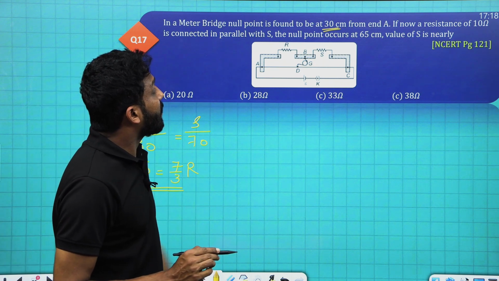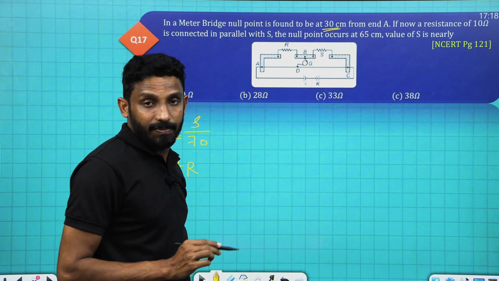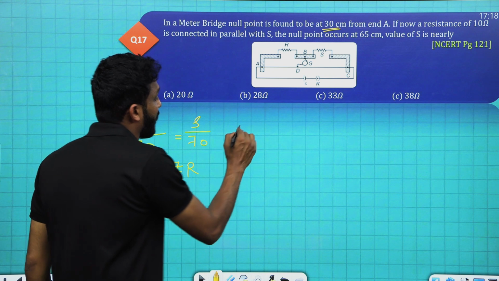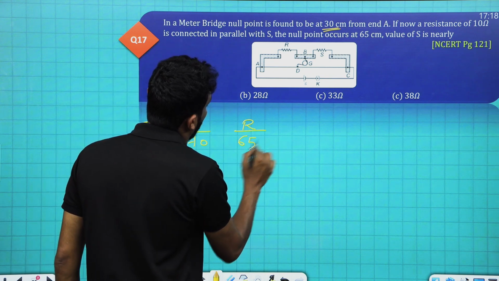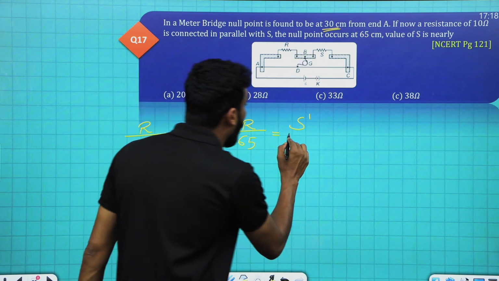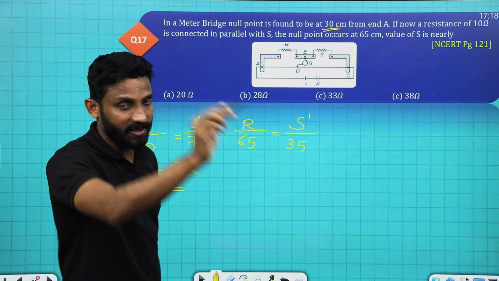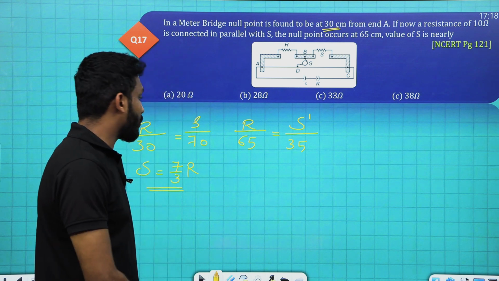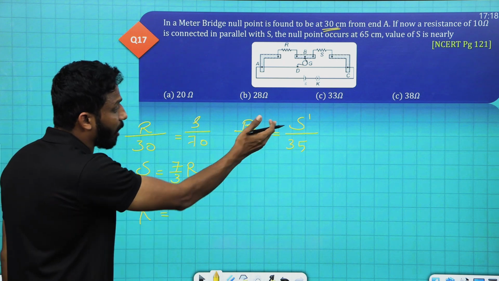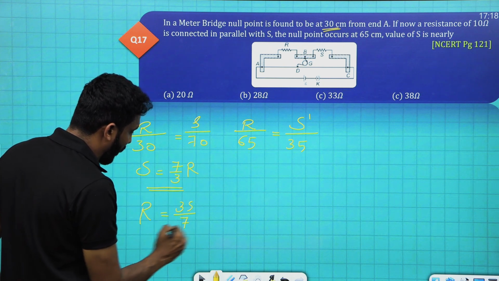Now, what have they done? They connected 10 ohm in parallel with S. Then the balancing point shifts, the balancing length is 65. Then we get R divided by 65 is equal to S', the new resistance here, divided by 35. If this is 65, then the remaining will be 35. Total is 100. Understood? Yes. Better we take here R is equal to, and here also R, and we are equating that. Here R is equal to 3S by 7. That's better.